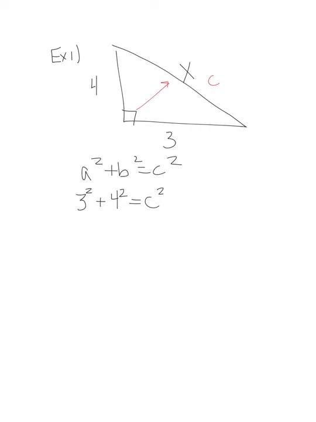Just one quick thing, 3 squared does not mean 3 times 2. It means 3 times itself. So 3 squared is 9. 4 squared is 16. 9 plus 16 is 25. And then finally, in order to get the c by itself, I have to get rid of this squared, so I'm going to be taking the square root of both of those sides. And that leaves me with c is equal to 5. So this missing side is 5.